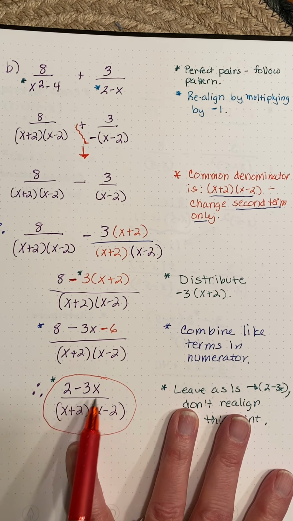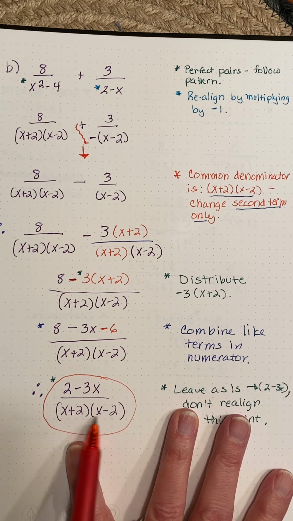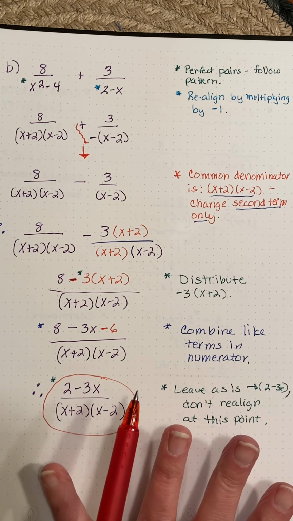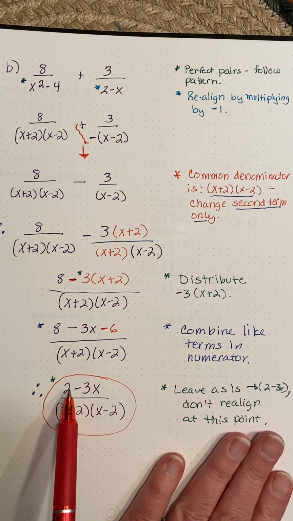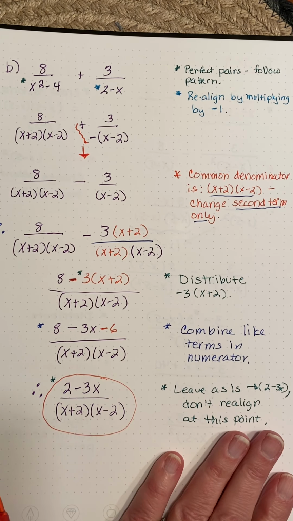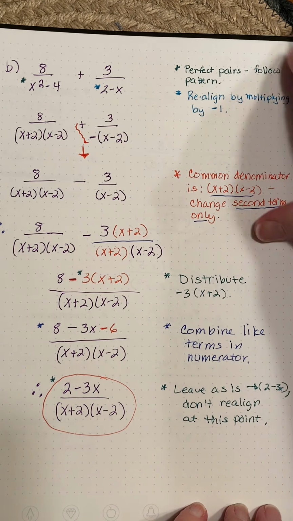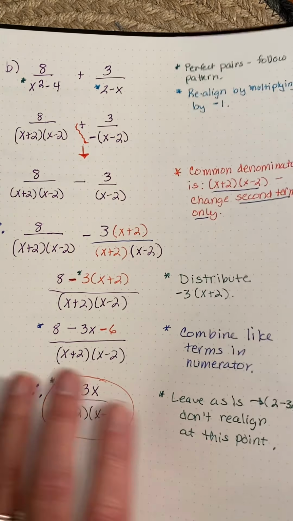And at this point, I'm not going to realign because when I get down here, if I realign this gets wonky. So I'm just going to leave it as is, leave well enough alone. My answer is 2 minus 3x over x plus 2 times x minus 2. Might have to listen to this a couple different times, but all of the steps are listed on the right. So make sure you get all these steps written down and refer to them as you work through your problems that may include samples like this.